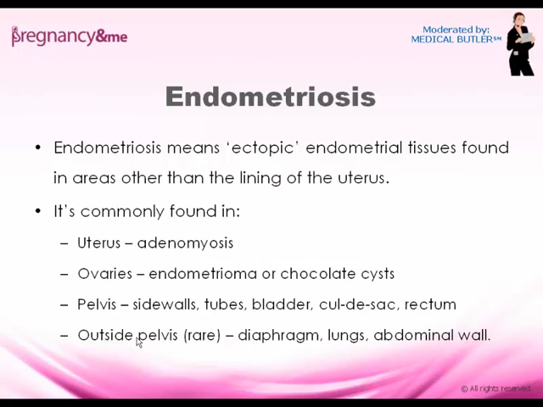In rare instances, endometriosis may be found in areas outside the pelvis, such as the abdominal wall and the diaphragm. It's also been reported in the research papers in far-flung places like the lungs and the brain, but these are extremely rare.